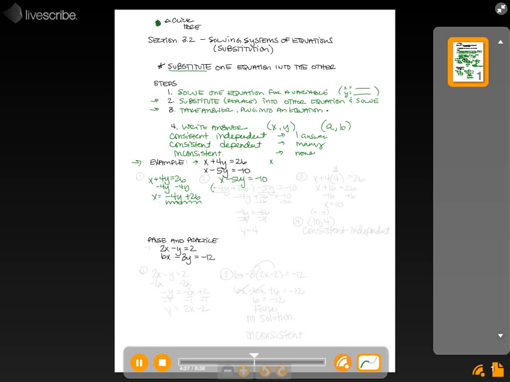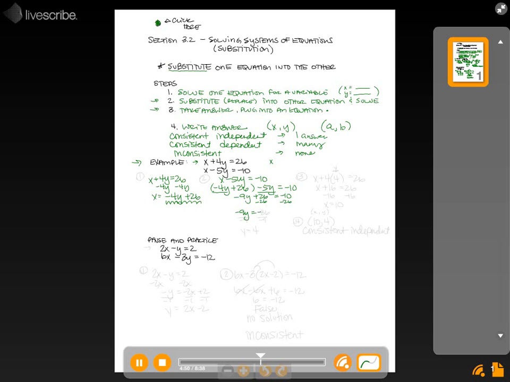Well, that's the first thing I have here. So it becomes negative 4y plus 26 minus 5y equals negative 10. Now we're going to combine like terms. I got negative 4y minus 5y, that's really negative 9y plus 26 equals negative 10. Now we're solving this. Subtract 26 from both sides.